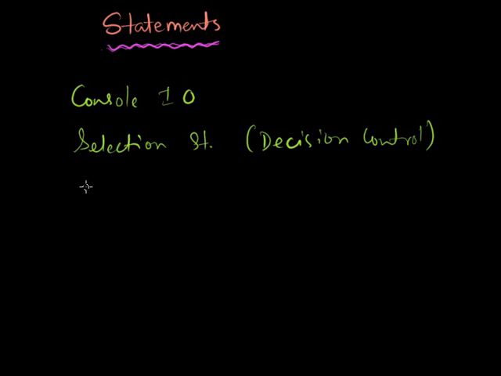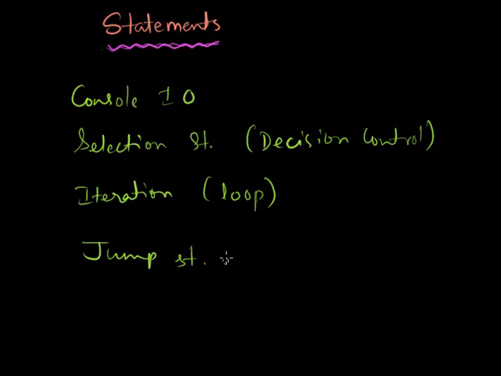Then comes iteration. Iteration statements are nothing but loops. They are looping statements. When you need to execute some statements again and again, you employ iteration statements, which are nothing but loops. And there are jump statements. Jump statements are used to transfer the control from one part of a program to another, to jump from one part of a program to another part of a program.